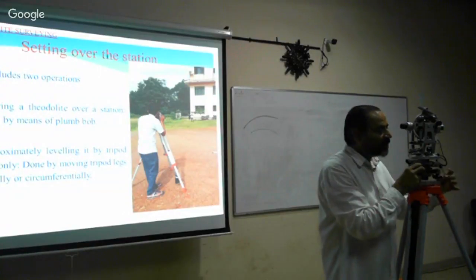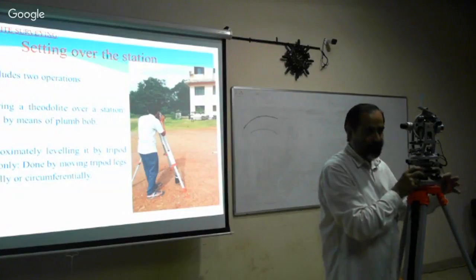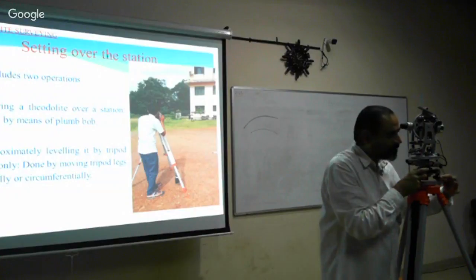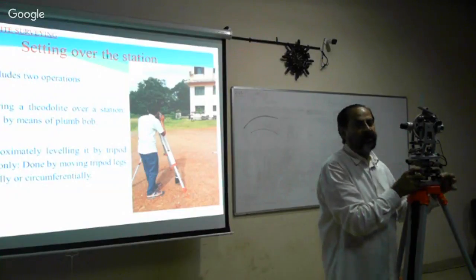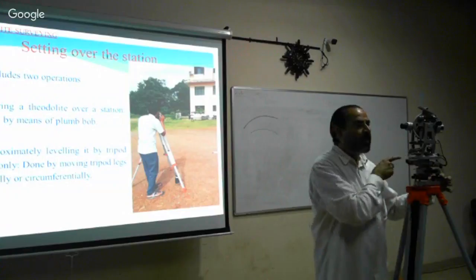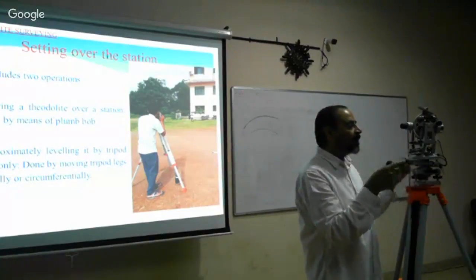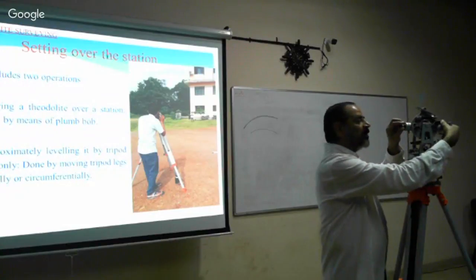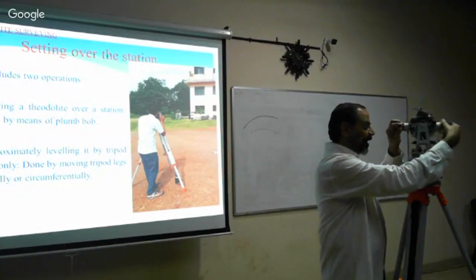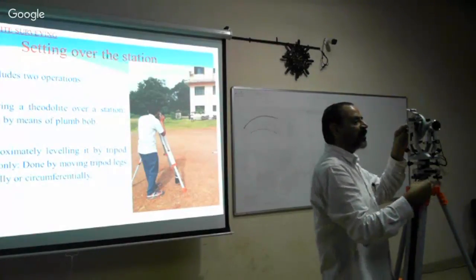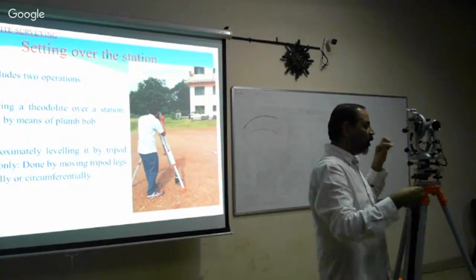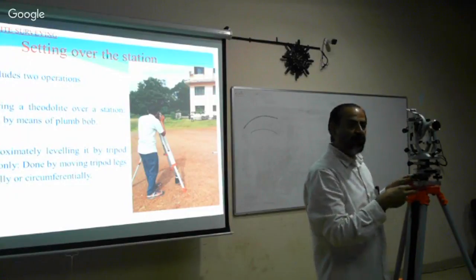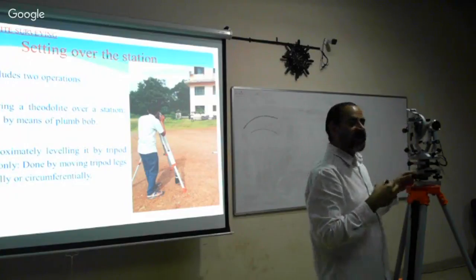Now we have to operate these two foot screws, either both inside or both outside, depending upon the movement of the bubble. Now, the next stage: bring the telescope perpendicular to these two foot screws, or over the third foot screw. Bring the telescope over the third foot screw.